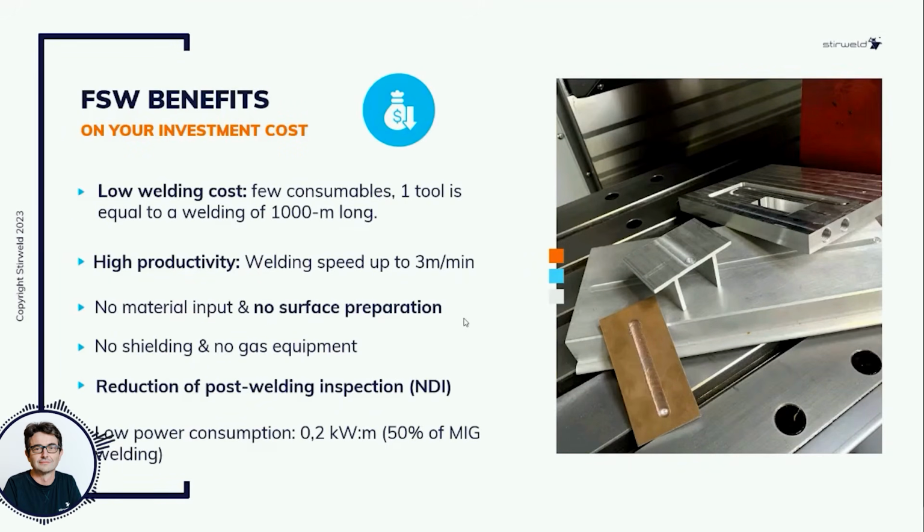That means friction stir welding does not require surface preparation. So no cleaning, no etching, no brushing. We can weld the part directly without any surface preparation. There is no shielding gas and no wire also. And also the quality of the weld is very, very high. So generally we have a high reduction of the post-welding inspection.